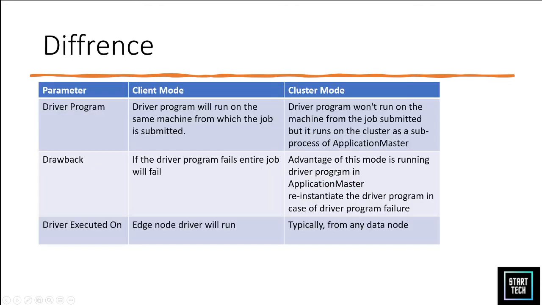So in a gist, when you get such a question, the answer would be: in client mode the driver program would run on the same machine, while in cluster mode it would run in a sub process. If the driver fails in client mode, the entire job will fail. This is the biggest disadvantage, whereas in cluster mode, the advantage is that it reinitiates the driver program. The driver runs on an edge node typically in client mode, while in cluster mode it can run on any data node. This is what is expected as an answer in an interview.